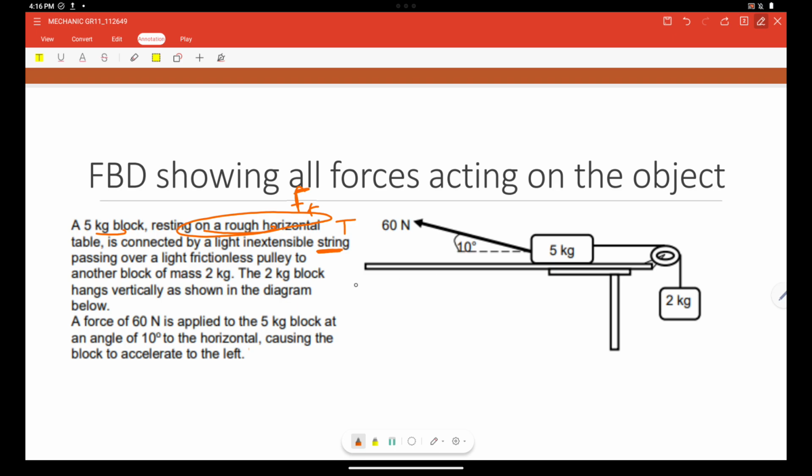So the 5 kilogram block, my apologies, is accelerating towards the left. But before we start, let us check, do both of these blocks have normal force? The 5 kilogram block, yes, it does, because it is on a surface. The 2 kilogram block is not in contact with a surface, so it does not have a normal force. So let us start with the force diagram for the 2 kilogram block.